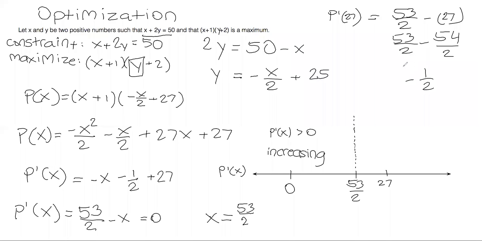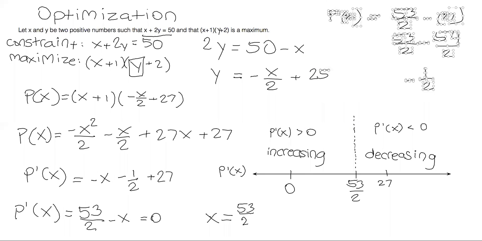Like I said, we don't really care about the particular value. We only care about whether it's positive or negative, and in this case, it is negative. So our derivative p prime of x is strictly negative on this interval, which means that we experience only decreasing behavior on this interval.